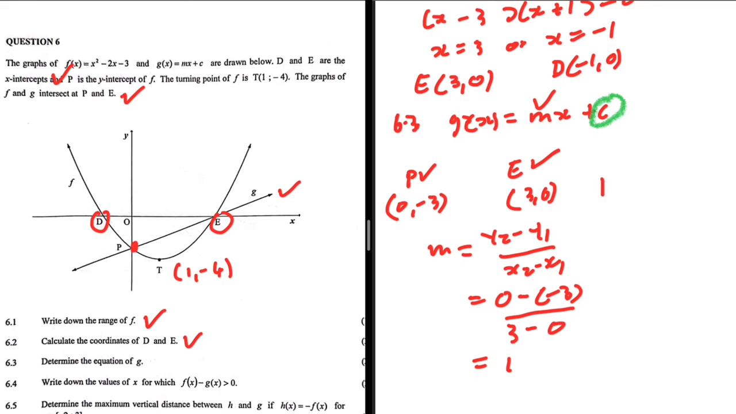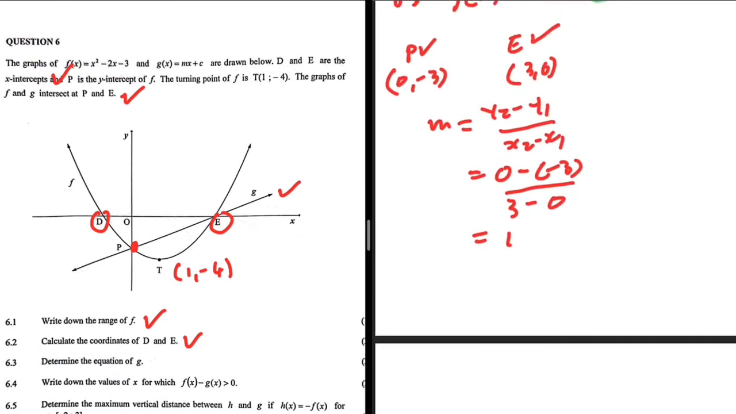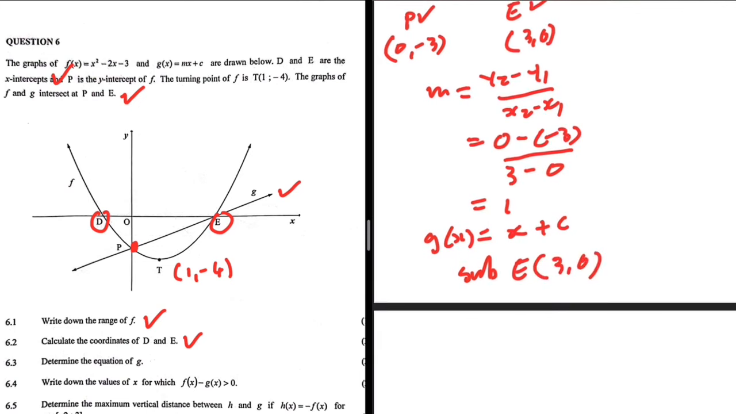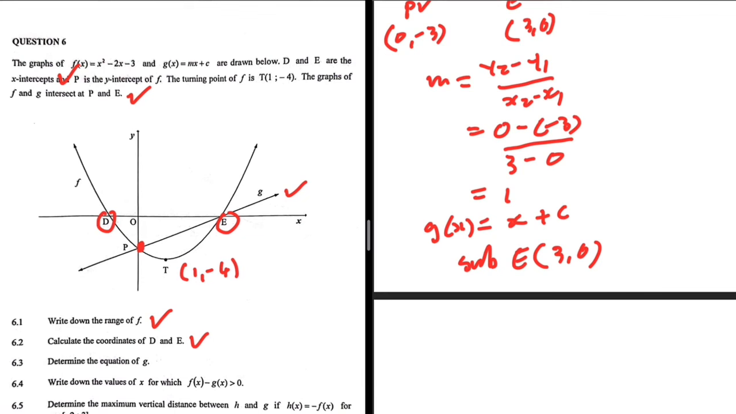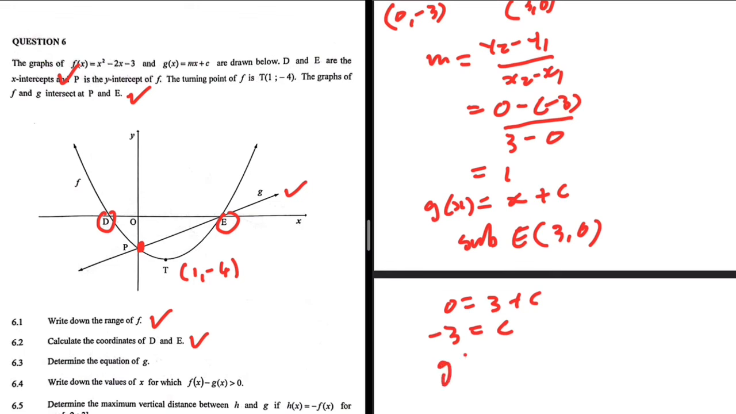At this point, we know that g of x is equal to x plus c, because the gradient is 1. And then we can go ahead and substitute e or p. Let's substitute e because the values are positive, so we are less likely to make a mistake there. If we do that, y value is 0, x value is 3, plus c. So minus 3 is equal to c. So g of x is equal to x minus 3. There we go, that is 6.3.